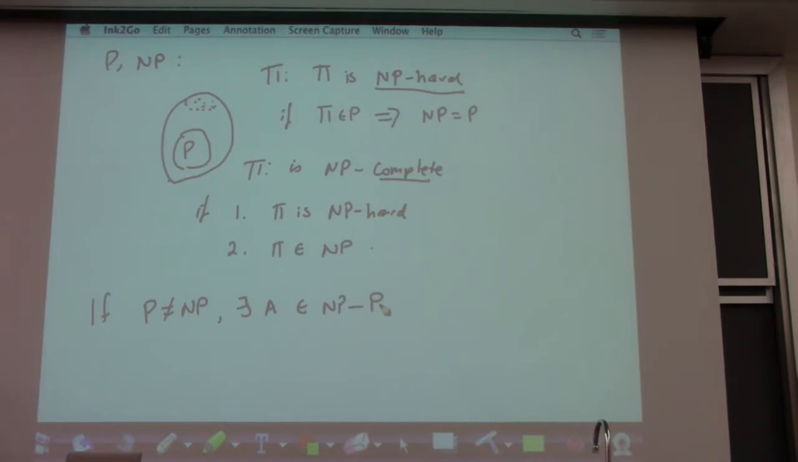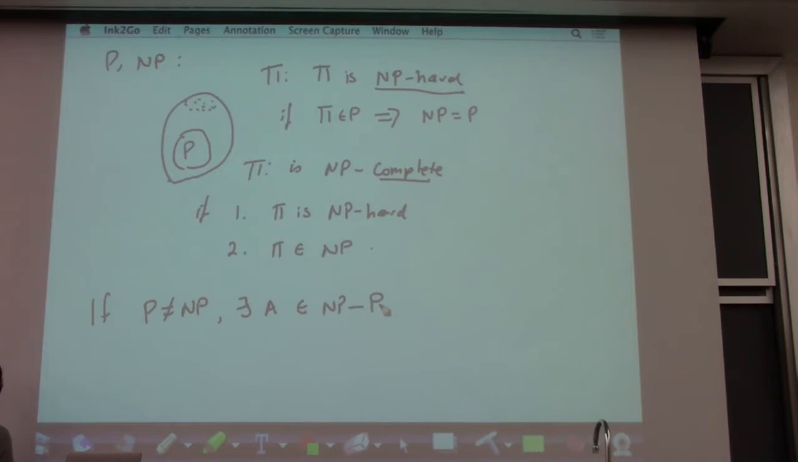Why is it difficult to show these kinds of problems in NP and not in P? Because the not in P part is hard to show. How do I show that a problem is not in P? That's the big issue here. We don't know how to do that. We are very bad at showing that you cannot do something. We're very good at showing that you can do something.